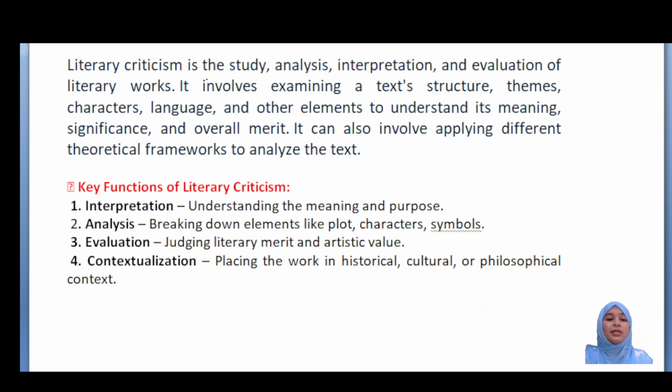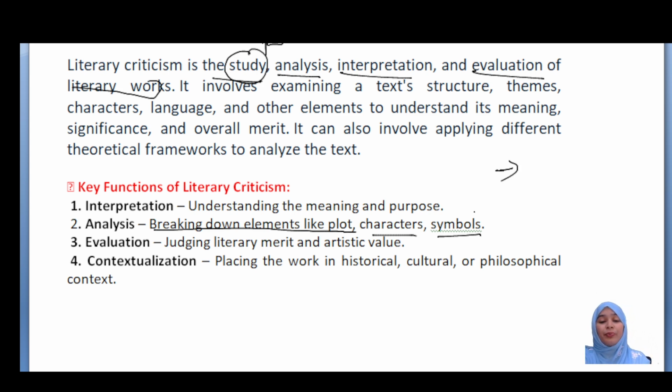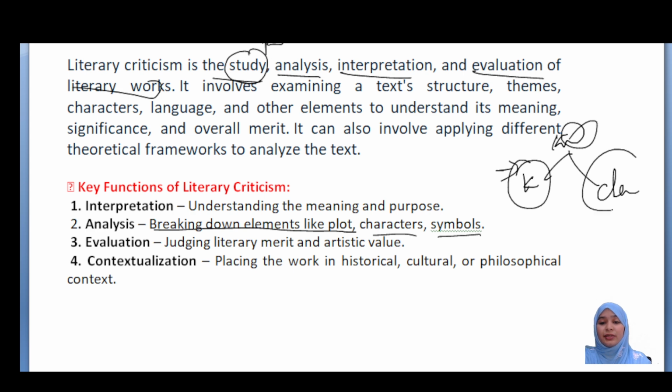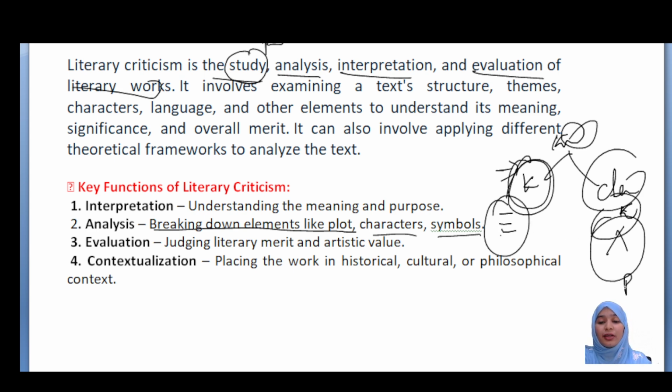Okay, then literary criticism is the study, analysis, interpretation and evaluation of literary works. It is a proper study. Analysis means breaking down elements like plot, character and symbols. If you read any work, take the example of King Lear. We can see two plots, the King Lear plot and Gloucester's part. This is the plot. What are the characters that can be seen in the first plot, and what are the characters here. Each work will give sometimes one, two, three kinds of plots. Plot means story. Yes, stories found within the story are plots.